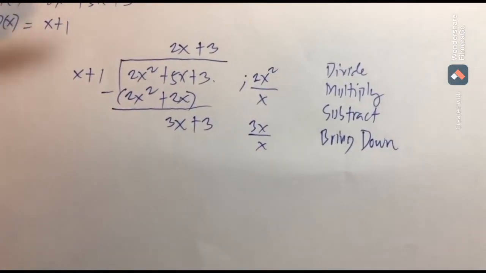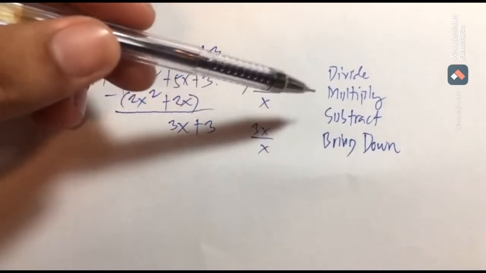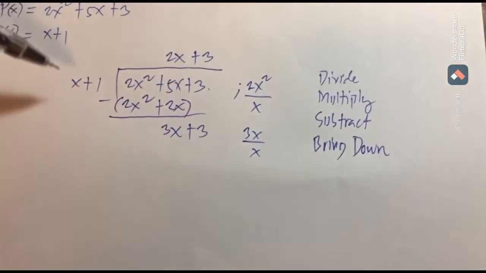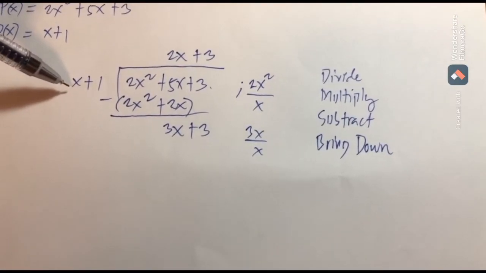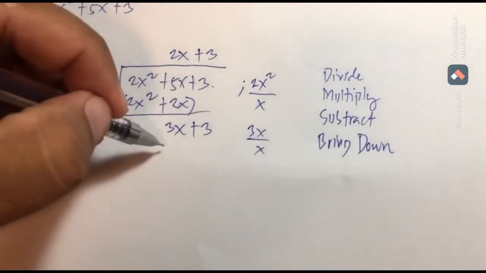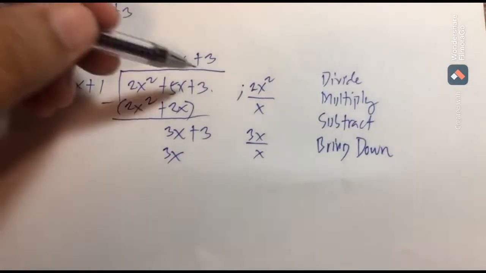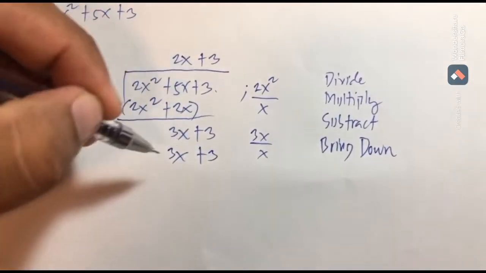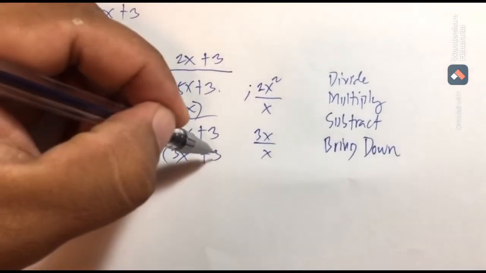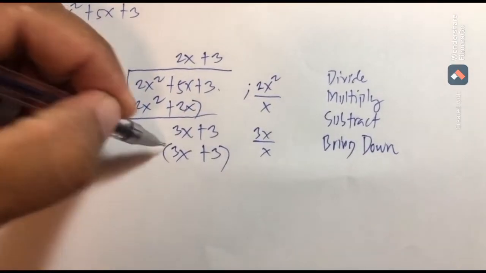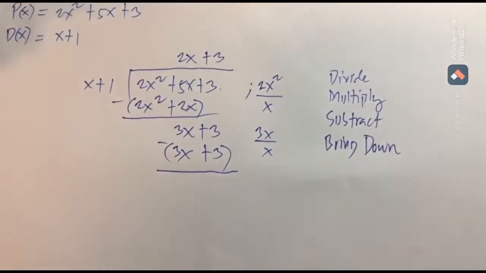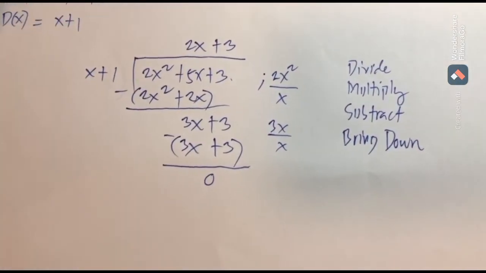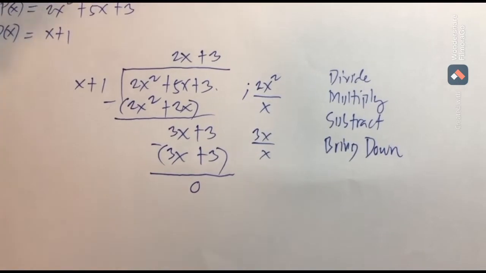Okay, so we will repeat the procedure. After divide, multiply. 3 times the divisor, x plus 1. So 3 times x, you have 3x. 3 times 1 is plus 3. So clearly, you will subtract. What's the result? 0. So in this case, we have no remainder.